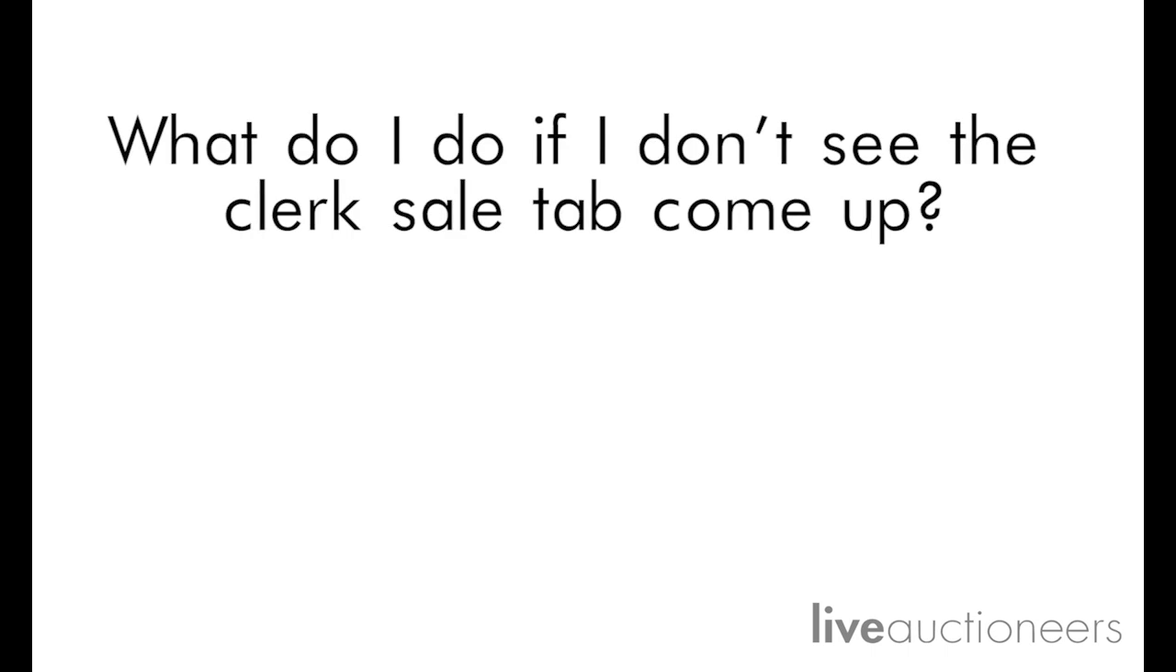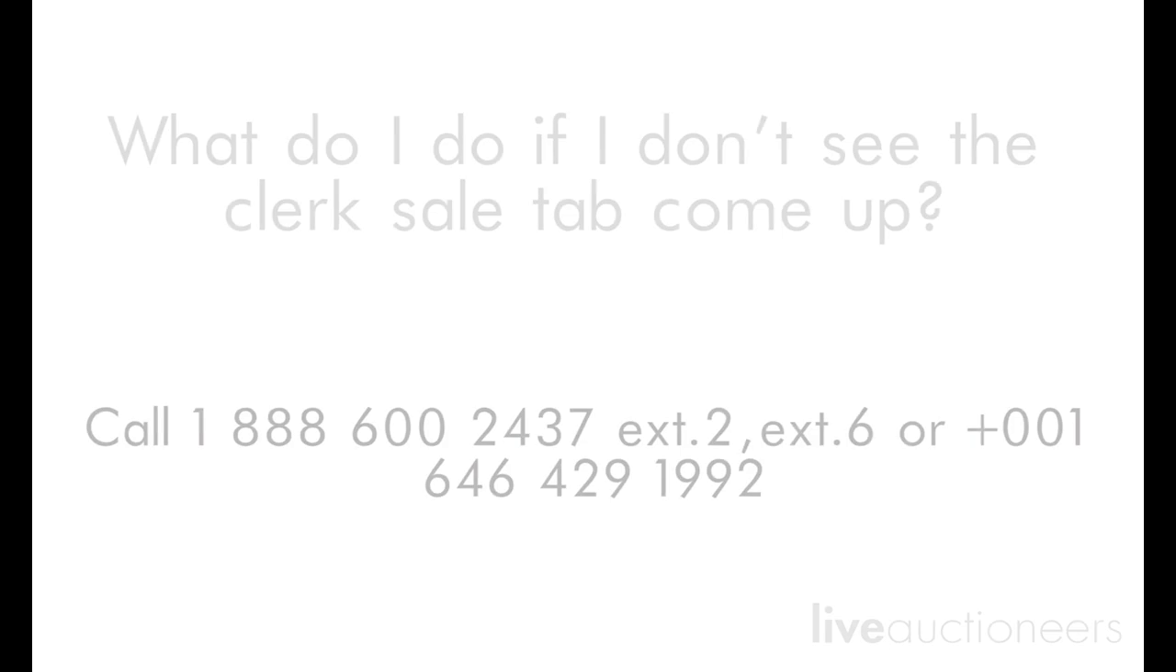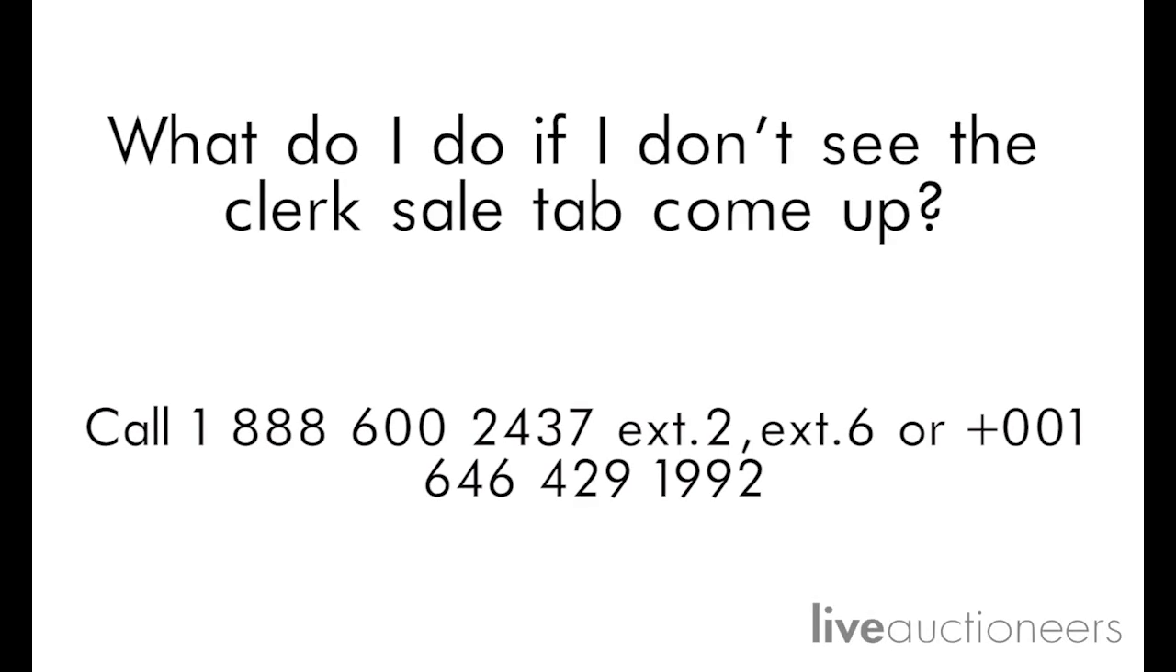If the Clerk Sale tab does not come up before your auction, or if you encounter any problems during the sale, please call our emergency support line on 1888 600 2437, extension 2, extension 6, or for international clients, it's +1 646 429 1992.